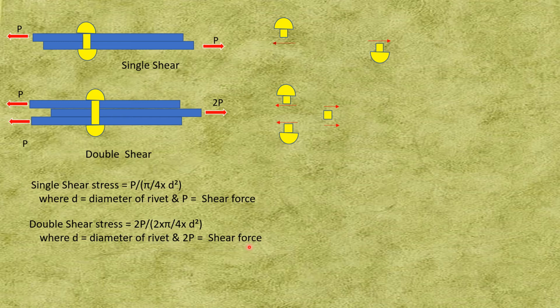Usually the breaking stress is the same. If in single shear the breaking stress is 50, in double shear also the breaking stress will be 50 only. But the force which is taken increases and becomes 2P, and the area also is doubled, so the stress remains the same.